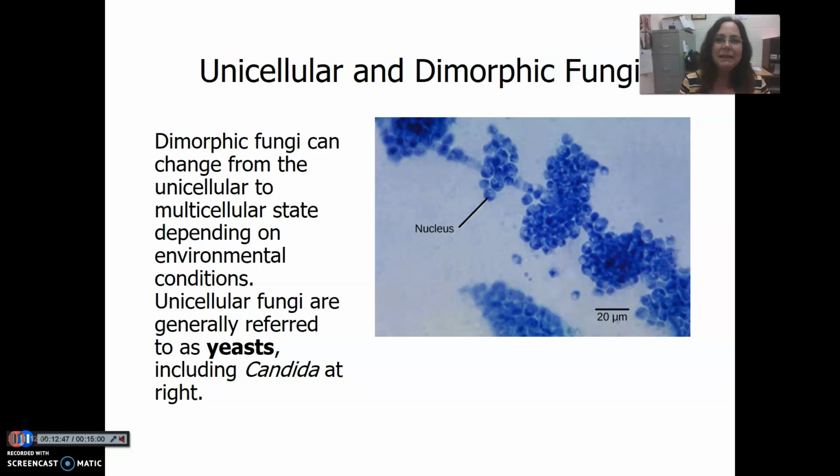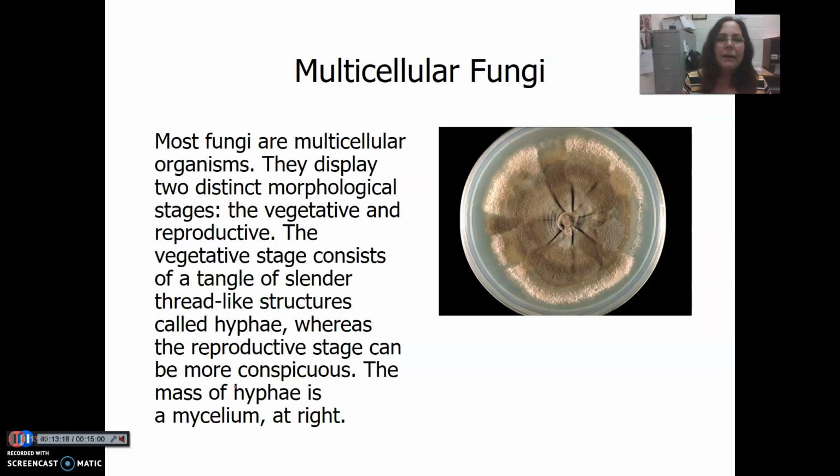All right, so what we're seeing here is an image of yeast. They're little round cells, they're unicellular. And it's just telling you that fungi can be unicellular and they can be multicellular. Most of the unicellular are the yeast, and one of the most common species is Candida, and that's what you're seeing in the picture. But most fungi are multicellular, like a mushroom.